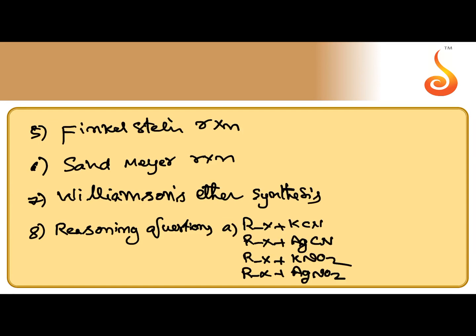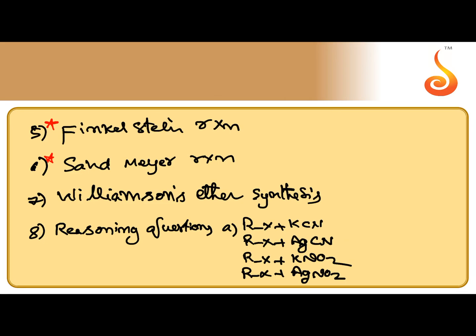Next, Finkelstein reaction. Finkelstein reaction is an indirect method, a halide exchange method for the preparation of alkyl iodide. When alkyl bromide is reacted with sodium iodide in the presence of acetone, alkyl iodide is obtained. So you write the equation and then the statement.